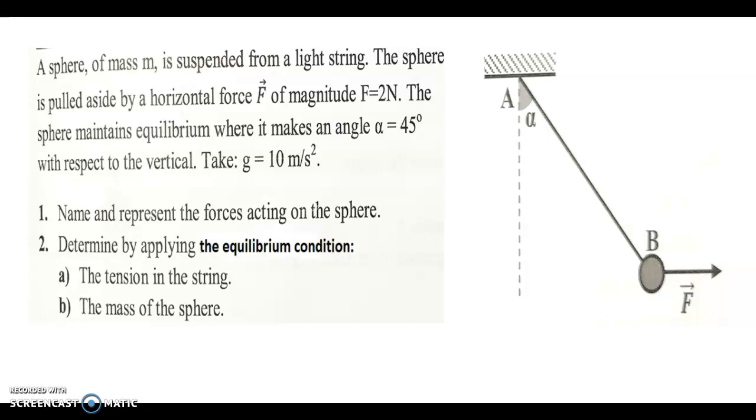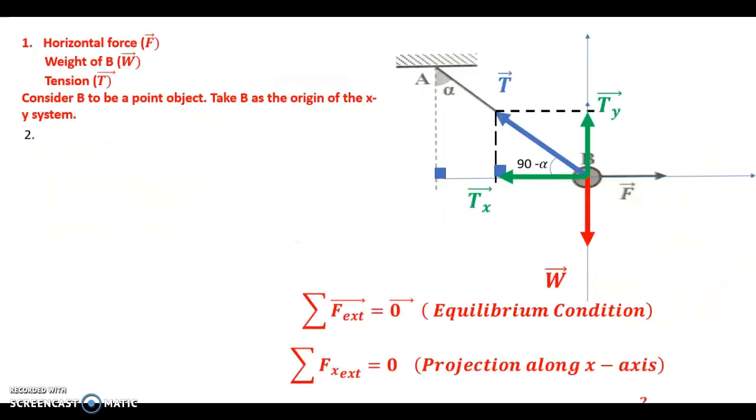The first question is to name and represent the forces acting on the sphere, and the second question is to determine, by applying the equilibrium condition, the tension in the string and the mass of the sphere. The forces acting on the sphere are the horizontal force F, the weight of B, W vector, and the tension T vector. Consider B to be a point object. Take B as the origin of the XY system in order to represent all the forces on the particle.